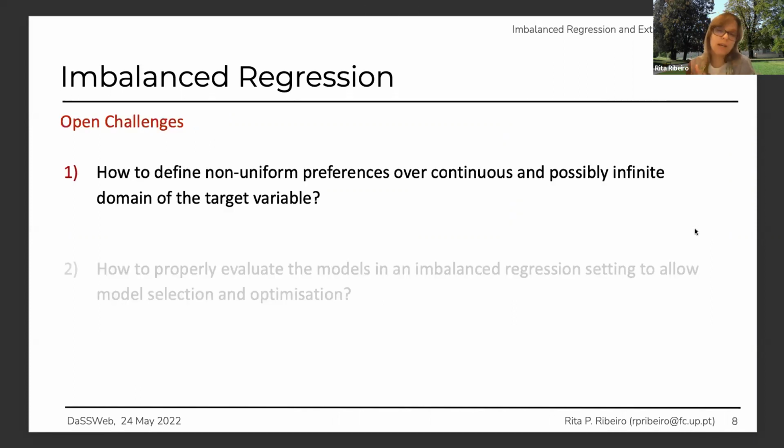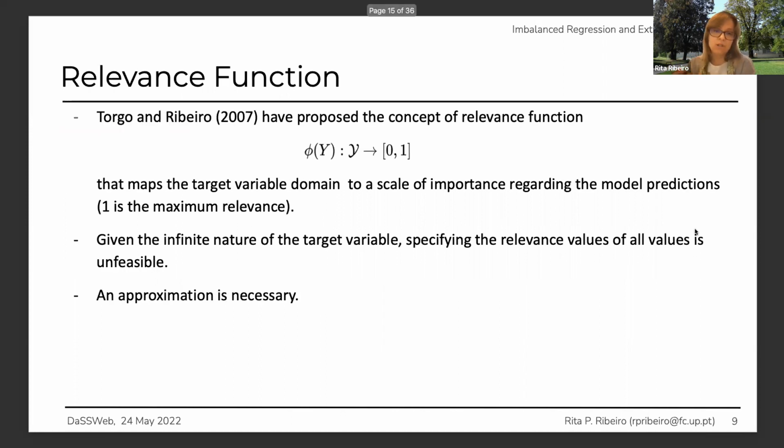But how can we now define these non-uniform preferences on the target variable? Back during my PhD, I proposed, along with my supervisor, Luis Torgo, a relevance function, which is basically a mapping of the target variable domain into a relevance space, which is bounded in the interval from 0 to 1, where 0 is the minimum relevance and 1 is the maximum one.